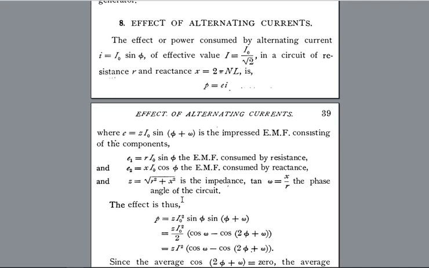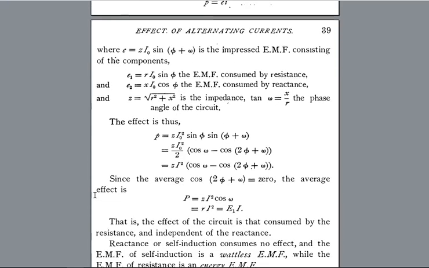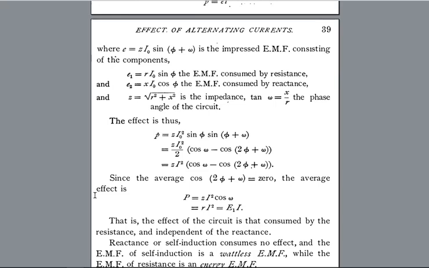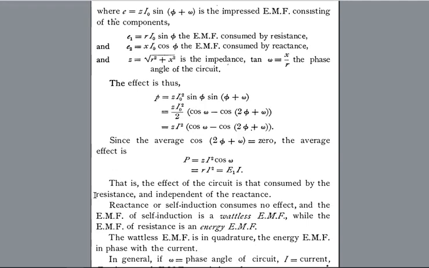The effect is thus P equals Z I0 squared over 2 sine phi sine(phi plus omega) equals Z I0 squared over 2 times (cosine omega minus cosine(2 phi plus omega)) equals Z I squared times (cosine omega minus cosine(2 phi plus omega)). Since the average of cosine(2 phi plus omega) is 0, the average effect is P equals Z I squared cosine omega equals R I squared equals E1 I. That is, the effect of the circuit is that consumed by the resistance and independent of the reactance.